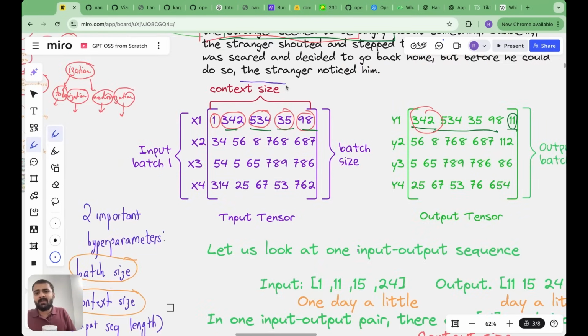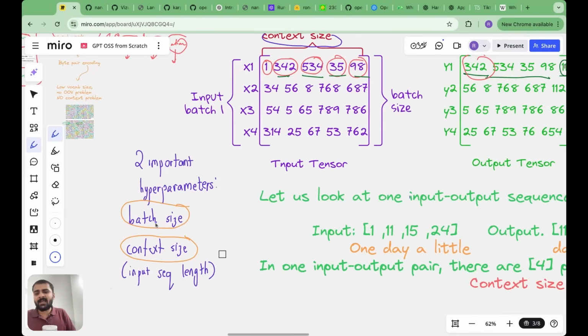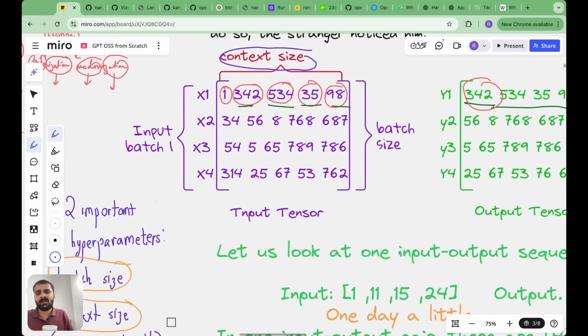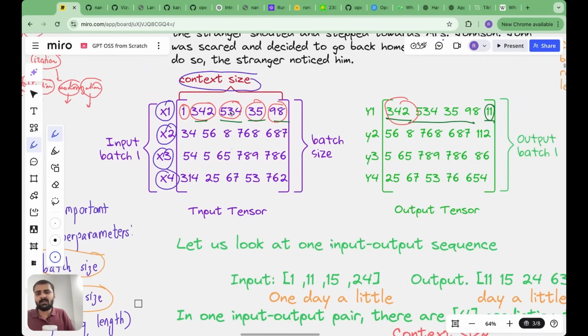That's the first variable here, context size. But where does the second variable, batch size, come into the picture? It's to decide how many input sequences you need in one batch. So here I have 4 input sequences in one batch. That's why there are 4 rows here: 4 rows in the input, 4 rows in the output.